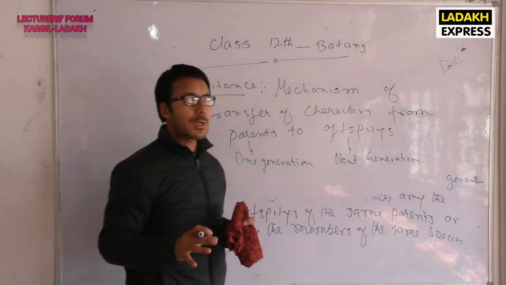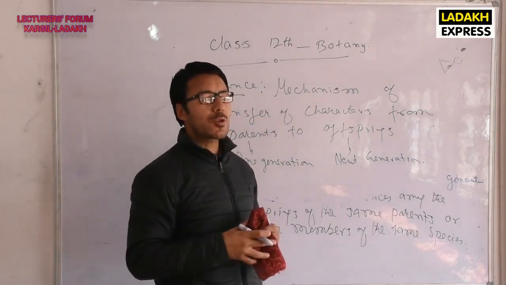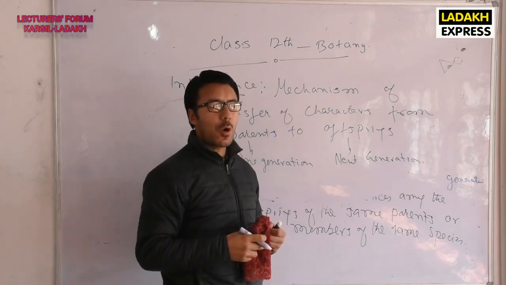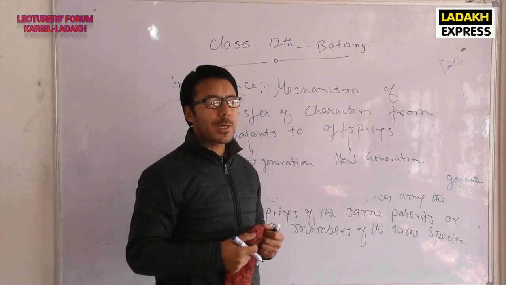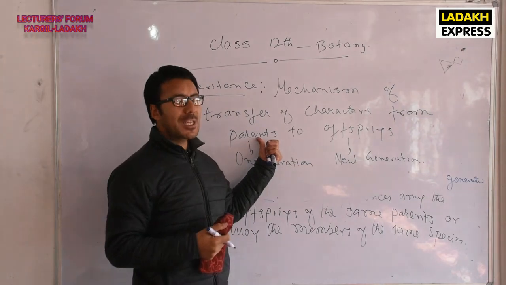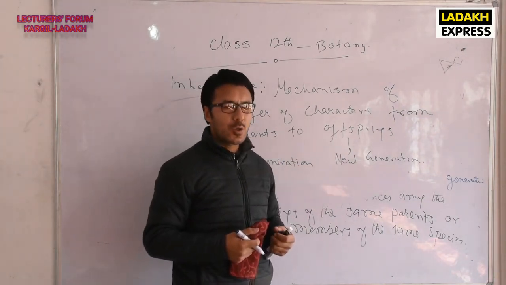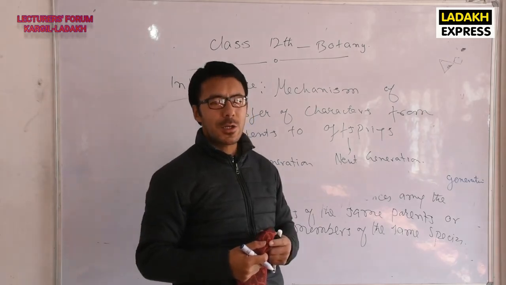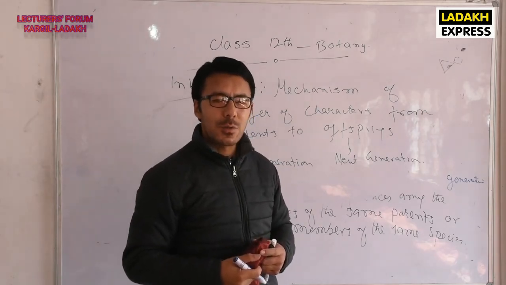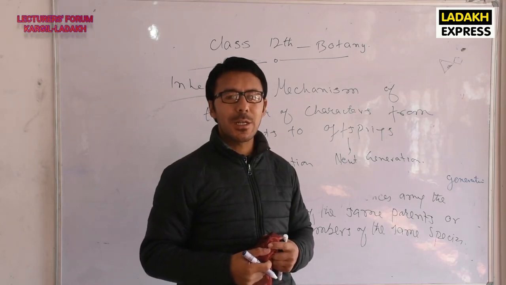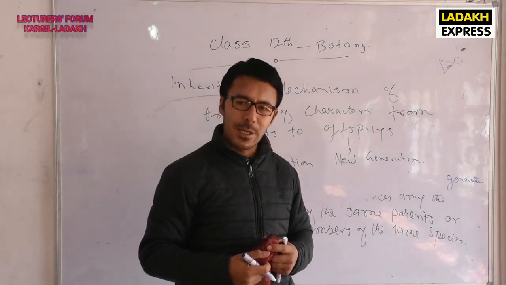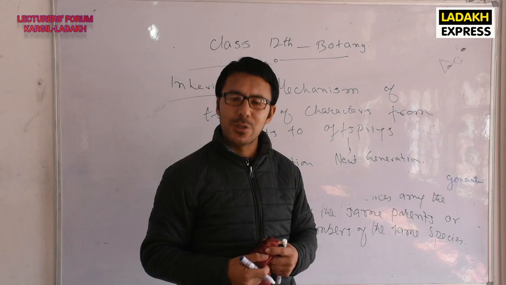Mechanism of transfer of characters from parents to their offspring is called inheritance. Or the mechanism of transfer of characters from one generation, parents meaning one generation and offspring meaning the next generation. So this is called inheritance. So let us go into the details of inheritance, variation and heredity, for which we have to study genetics.